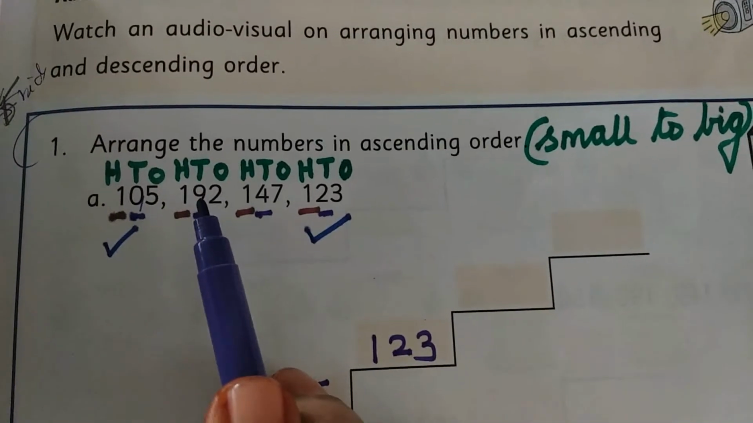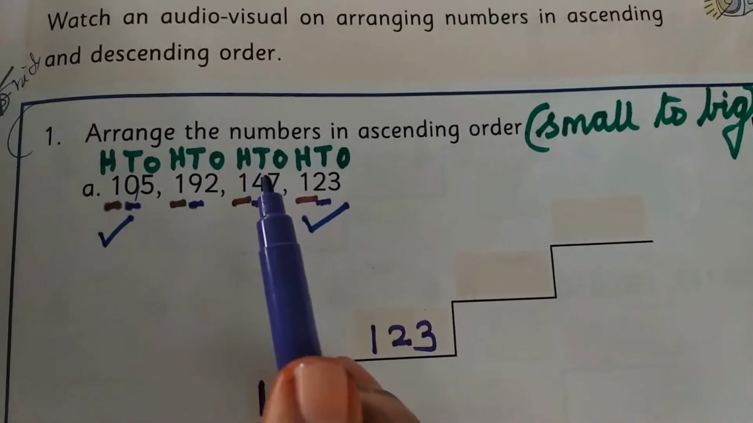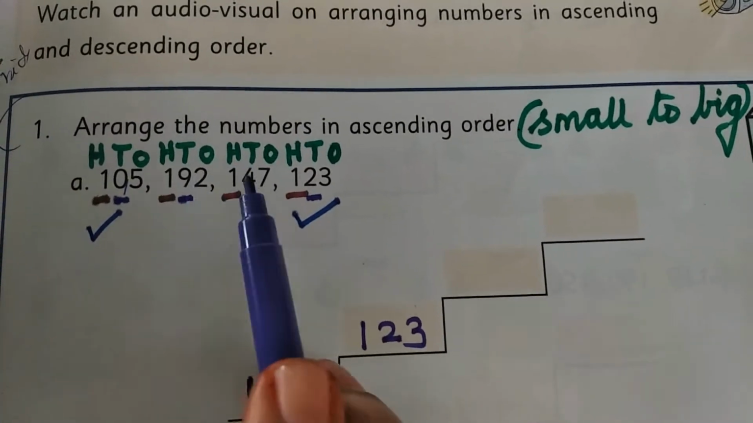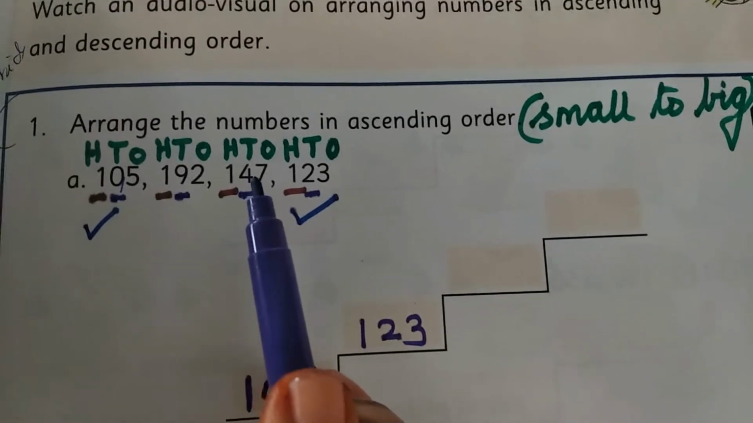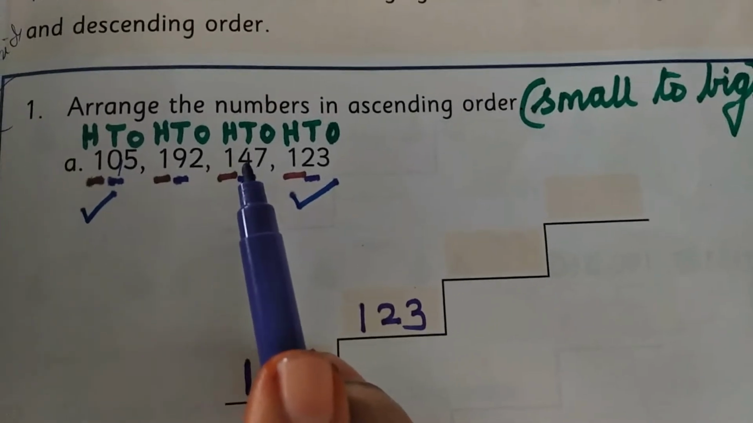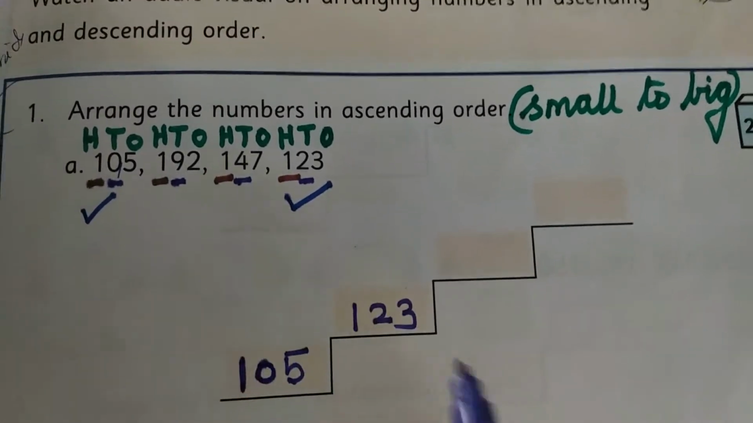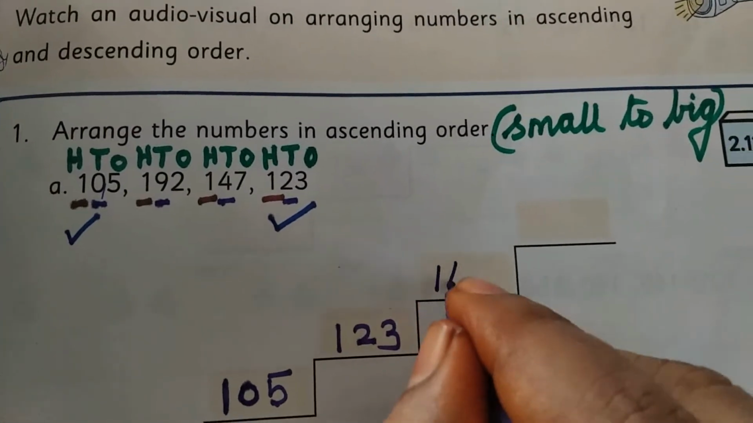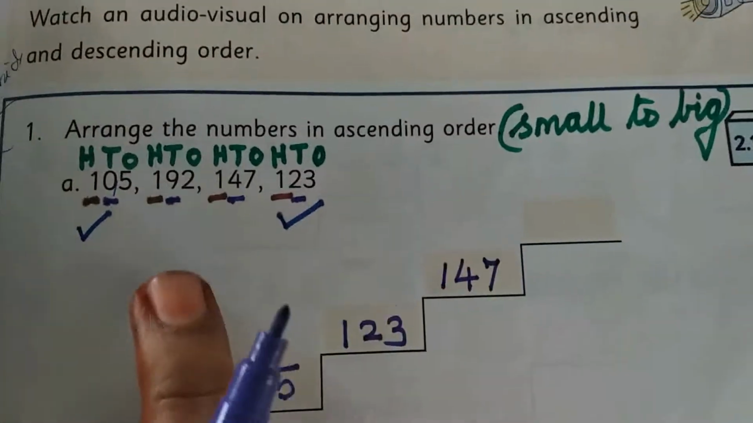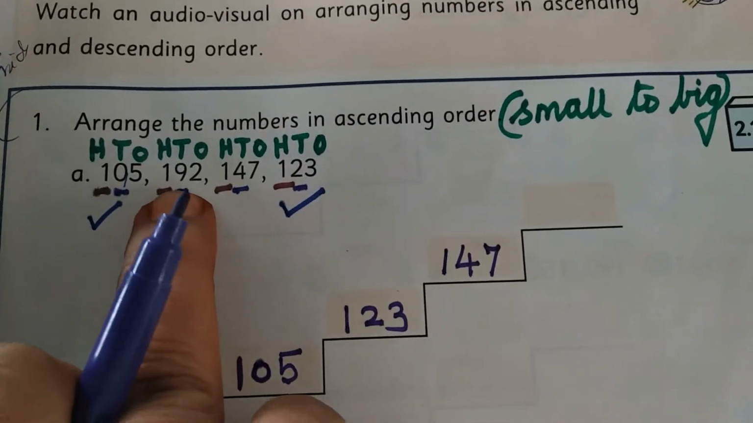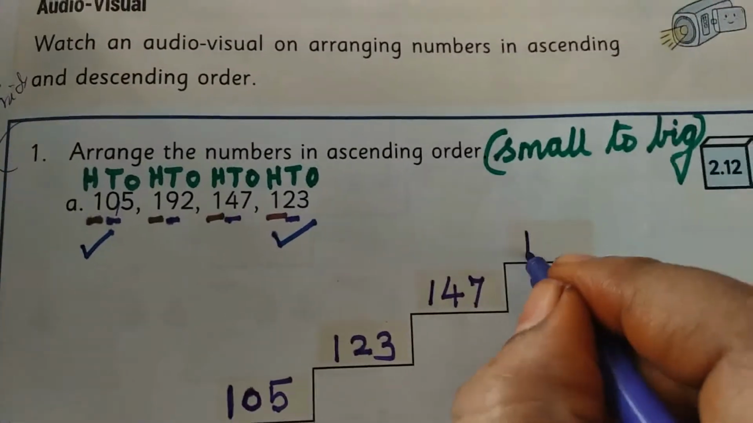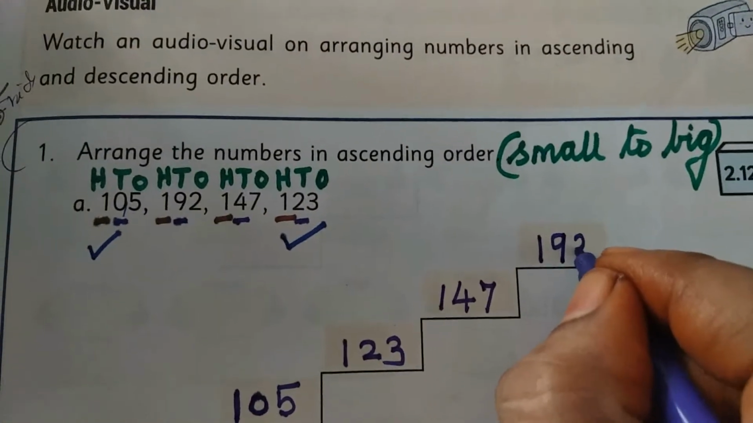See here, the second number has 9 tens and the third number has 4 tens. In these two, which is the smallest number? Smallest tens? Yes, the third number has only 4 tens. So that is the smallest number. So we want to take and write 147. And the remaining is only one number we have. What is that? 192. Yes, that is the last number you want to write.